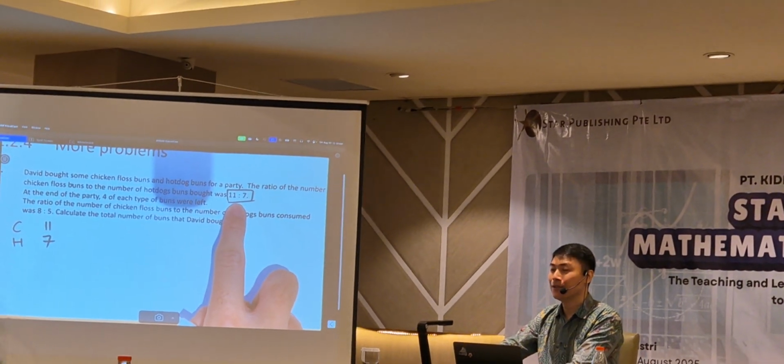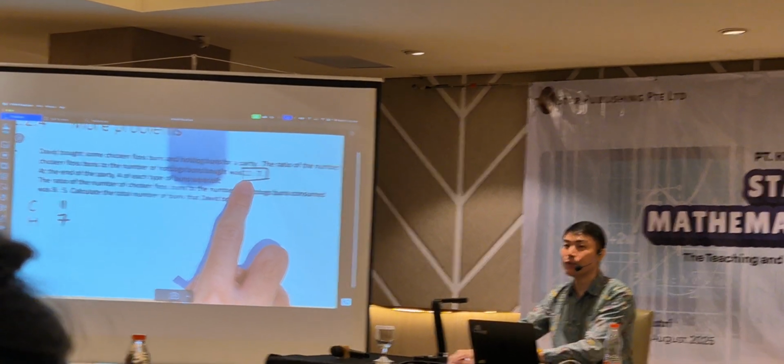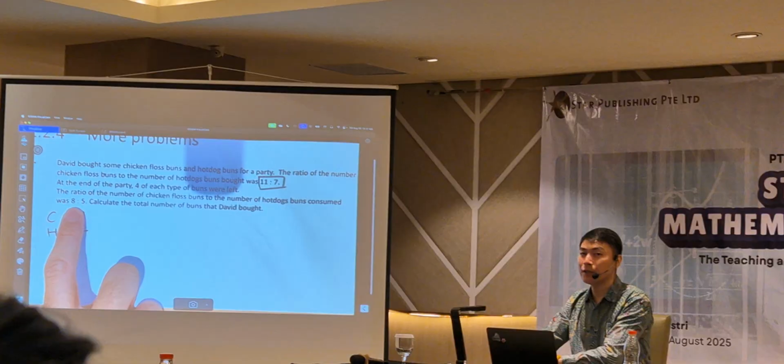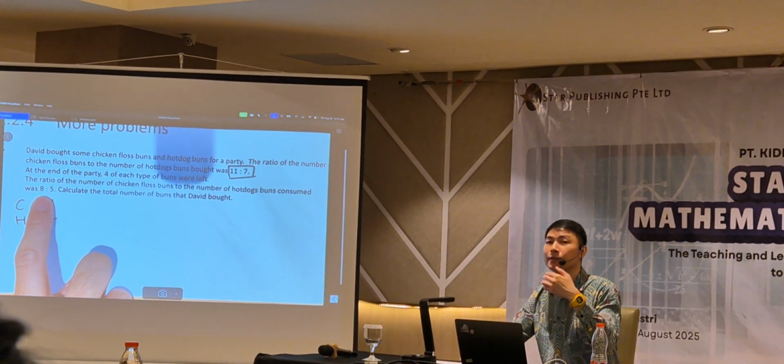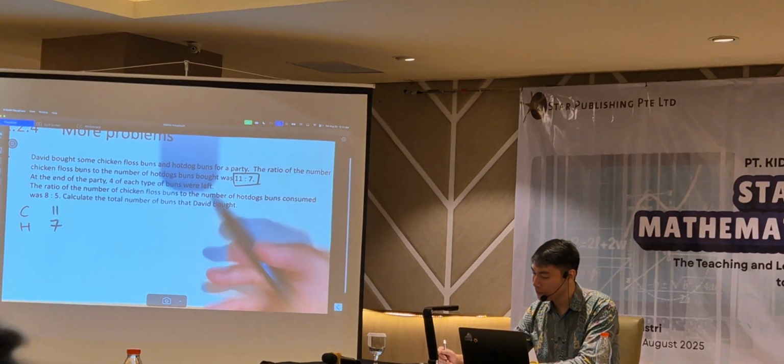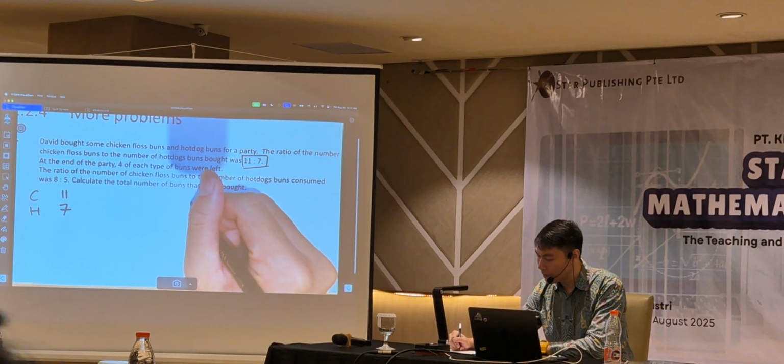The difference of this ratio is 4. The difference of this ratio is 3. The LCM of 3 and 4 is 12. Okay, so let's do this.